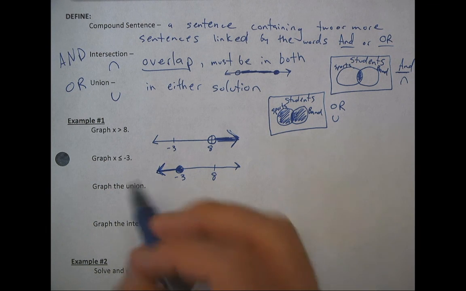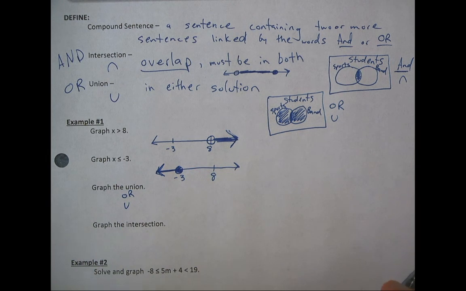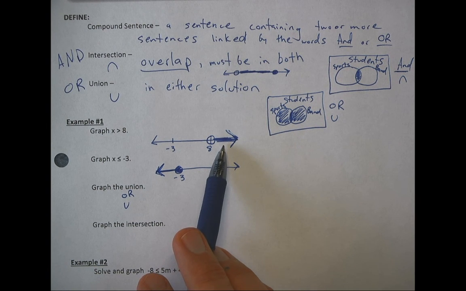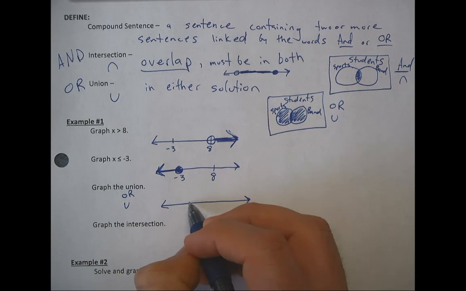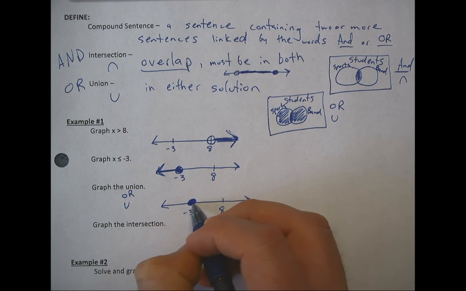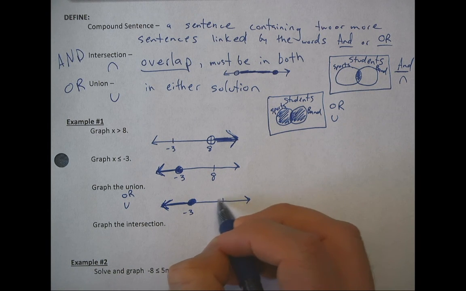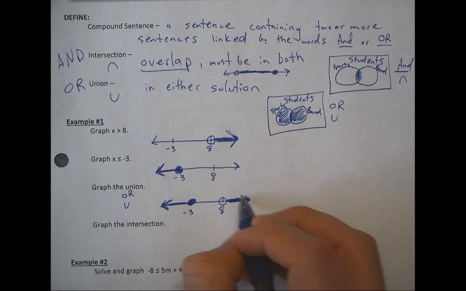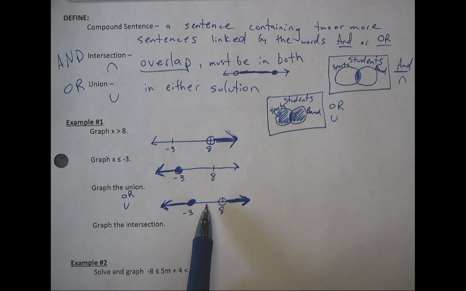Now it says graph the union, which again is the "or." Union, or. So either one can be true. So x can be greater than 8, or x can be less than -3, both fit this solution set. So that means both are included. Anything down here is part of the solution set, or anything up here is part of the solution set. So the only numbers that are not part of the solution set are ones that don't fit either, which would obviously in this case be between the two.